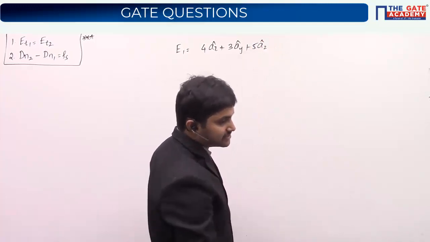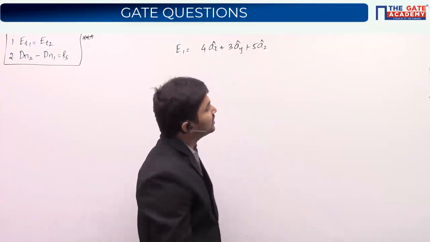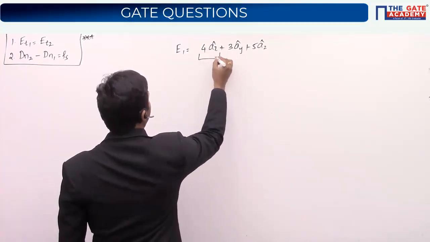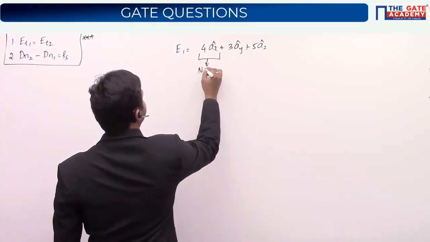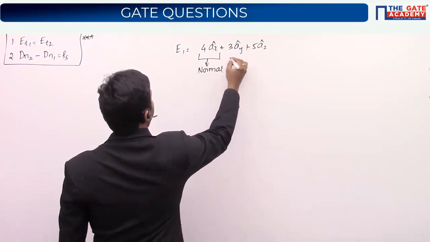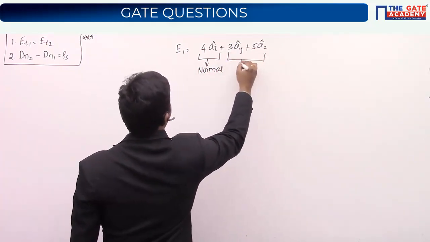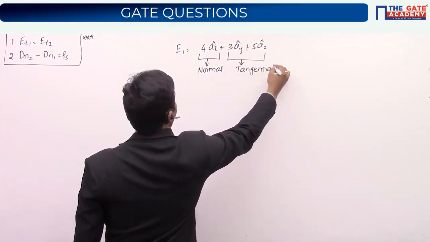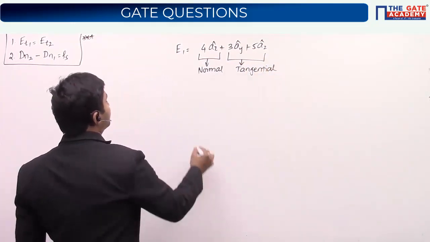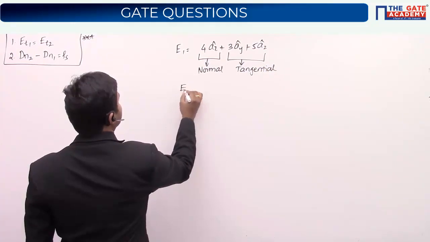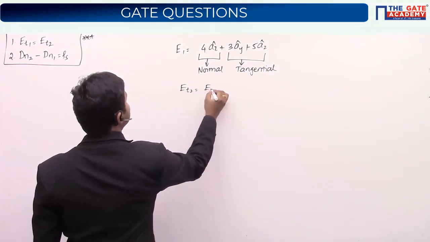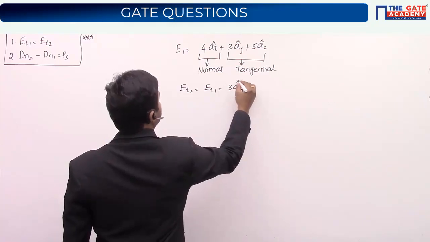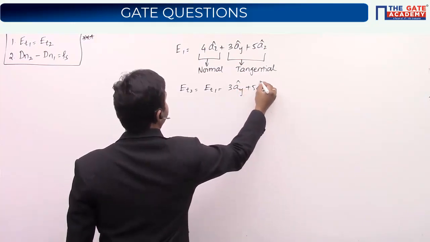And the interface here is x is equal to 0. And we have considered that if the interface is x equal to 0, then this component will be normal, and the other two components will be the tangential. According to boundary condition 1, ET2 is nothing but ET1 itself. So ET1 is what? 3ay plus 5az.